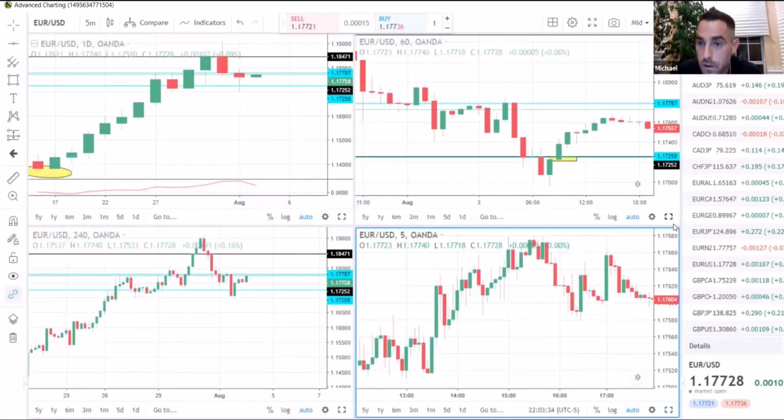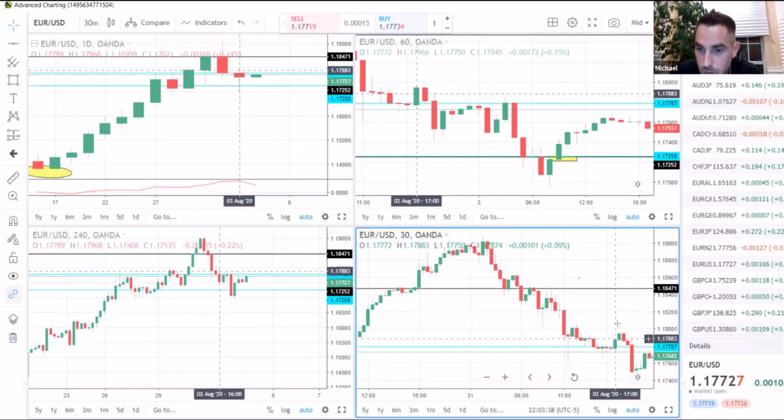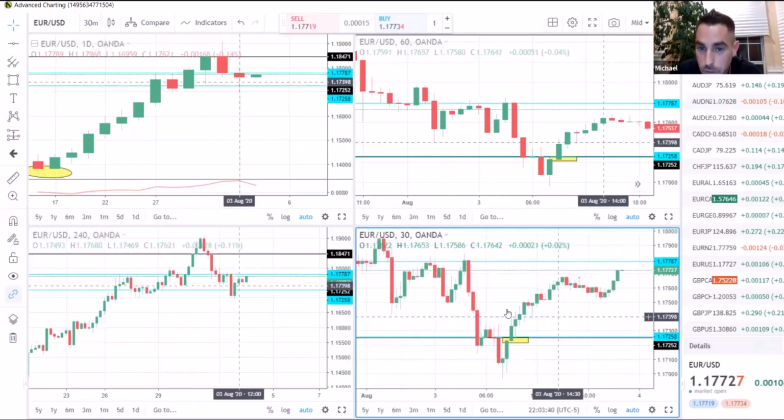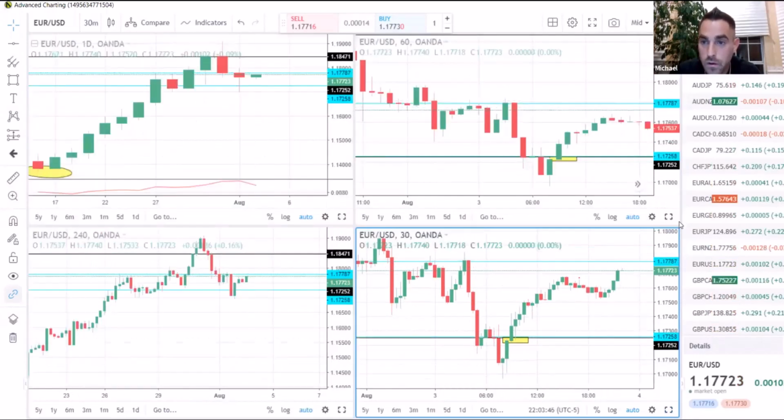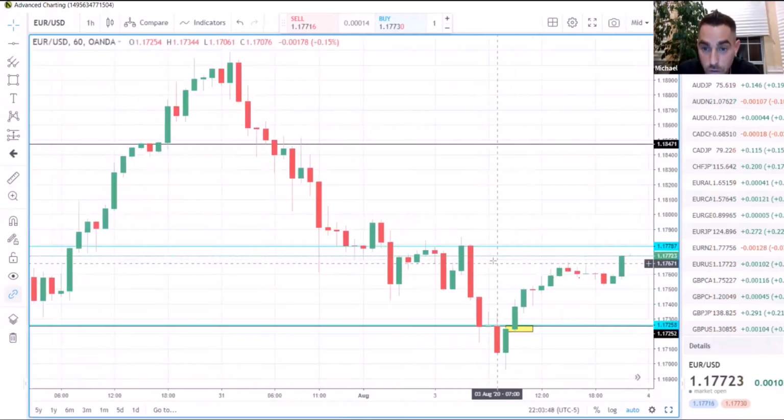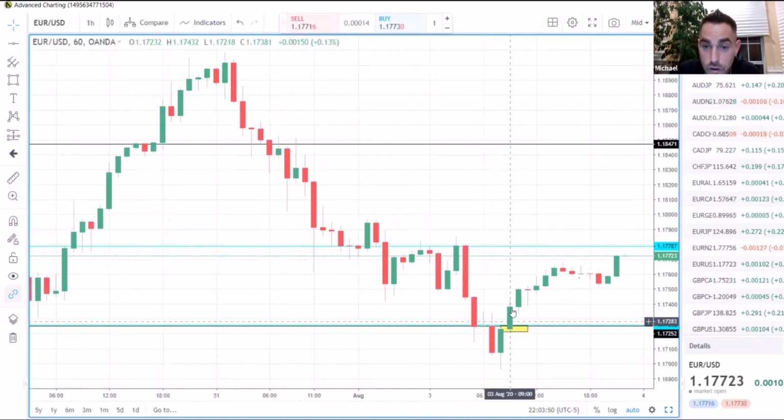We'll make this a 30-minute one. So you see here on the 30 minute even, this is that same wall. It's a little bit different picture on the 30 minute. We'll go to the 60 minute. There's that wall. Price on the 5 minute chart, boom, is moving on up.